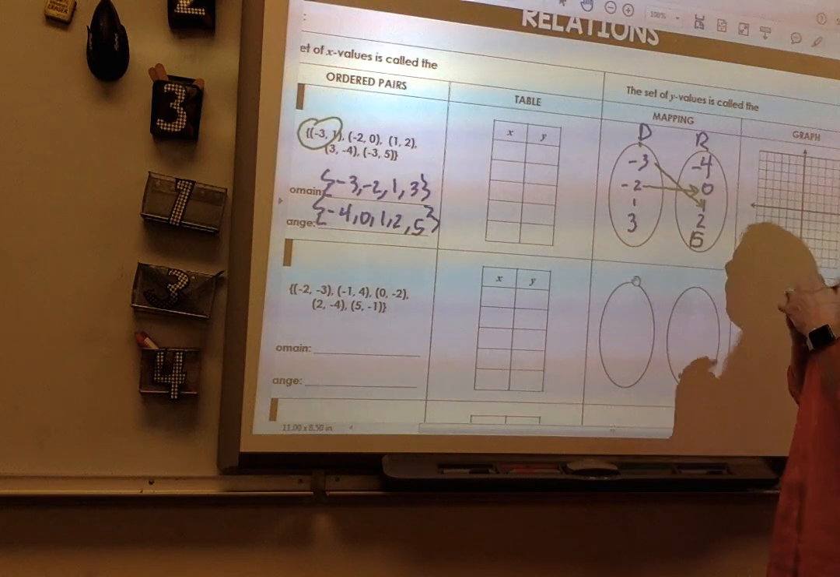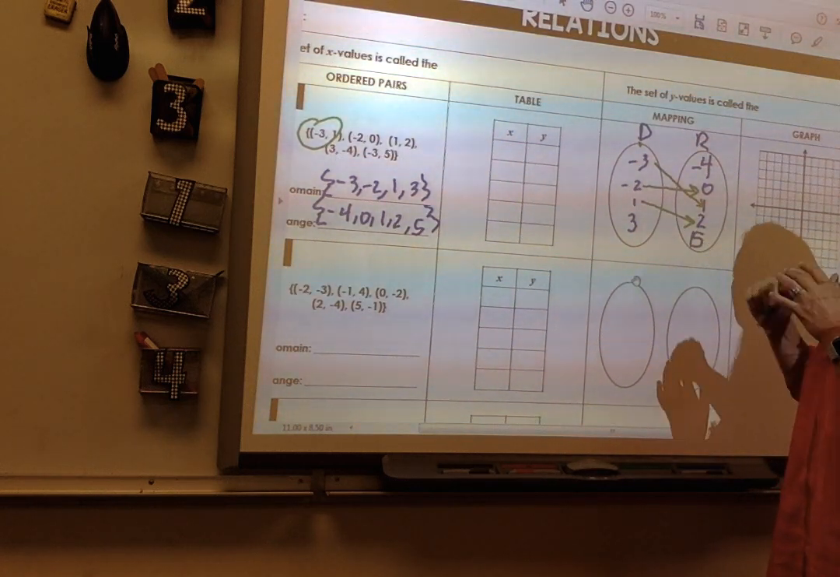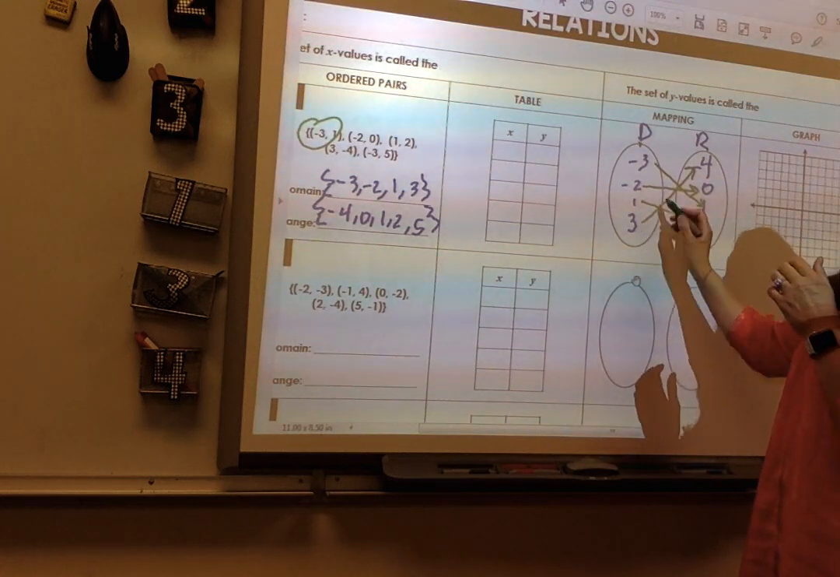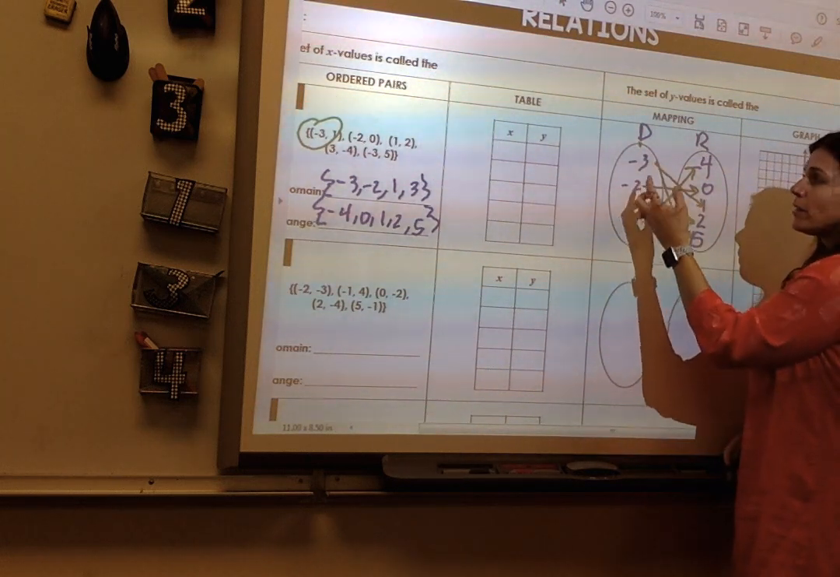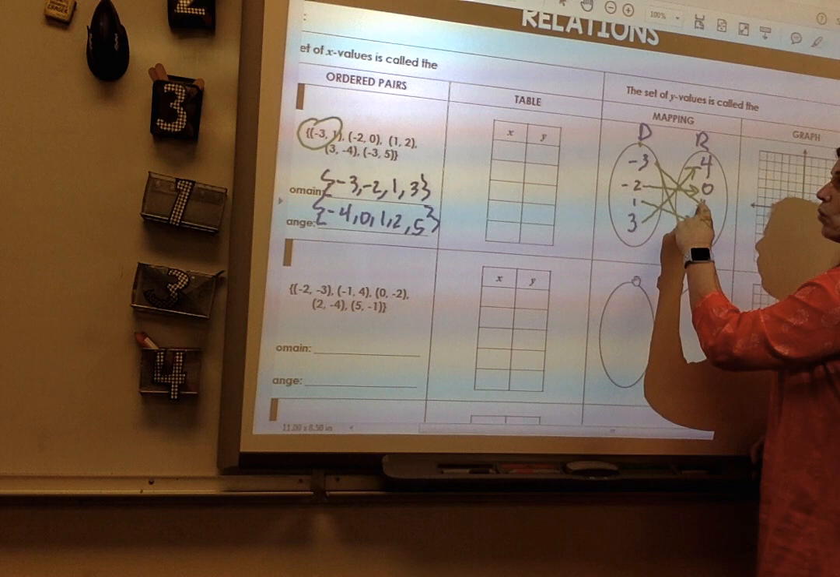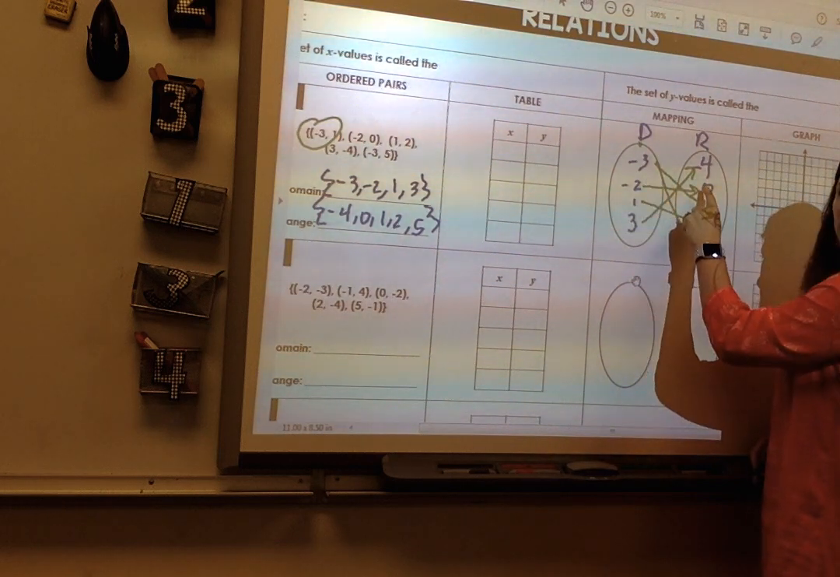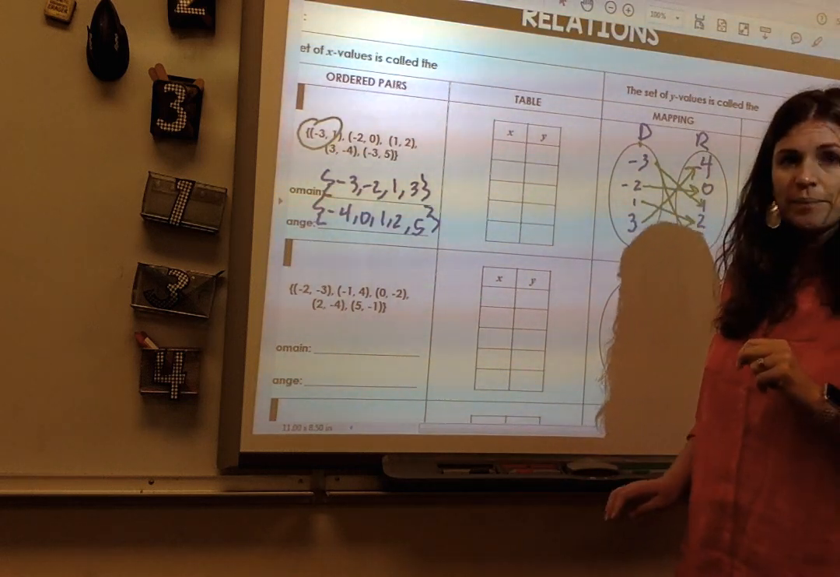-2 goes to 0 with an arrow. 1 goes to 2 with an arrow. 3 goes to -4 with an arrow. And then -3 goes to 5 with an arrow. So the reader can still look and see that -3 and 1 is an ordered pair, -3 and 5 is an ordered pair, -2 and 0, 1 and 2, 3 and -4, okay?